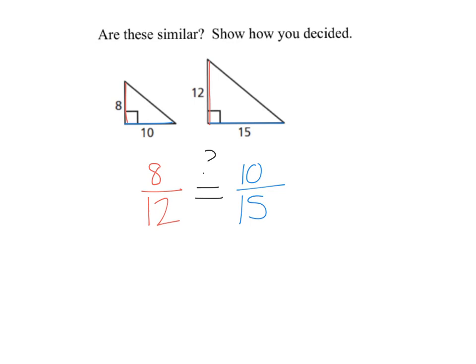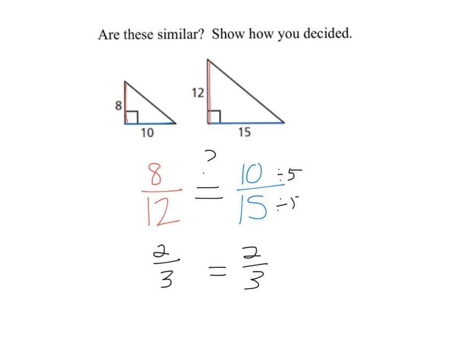So 8 divided by 4 is 2, and 12 divided by 4 is 3. So that ratio reduces to 2/3. And 10/15, well, these are both divisible by 5, and I end up with 2/3 as well. So since the ratio of our corresponding sides is equal, that shows that these are similar figures.